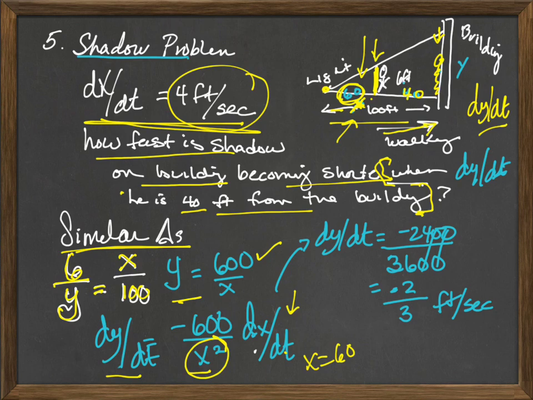So when we substitute that back in, and dx dt, remember, is 4. So there's a step in between here. It was negative 600 times 4 feet per second over 60 squared. So that's where you get negative 2400 over 3600. And that simplifies to negative 2/3. So that's the answer. His shadow is getting smaller by a rate of 2/3, or it's changing by negative 2/3. The height is changing by negative 2/3.